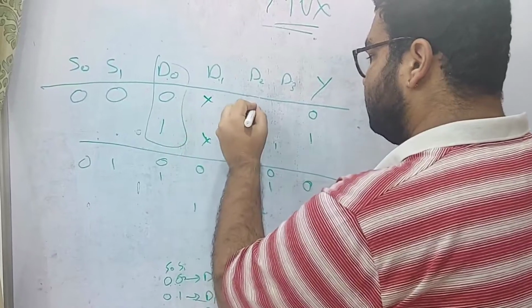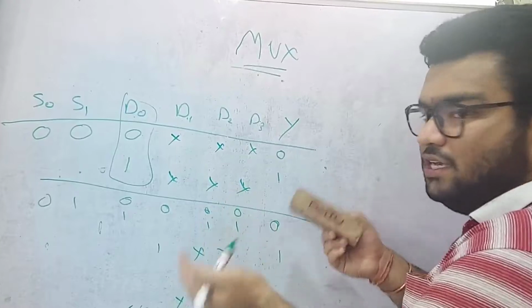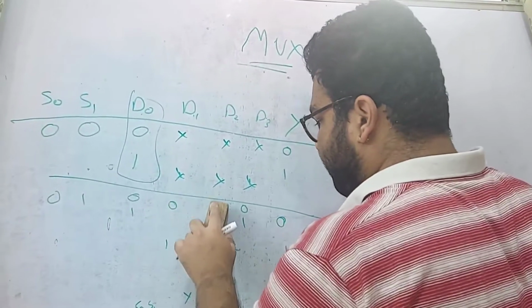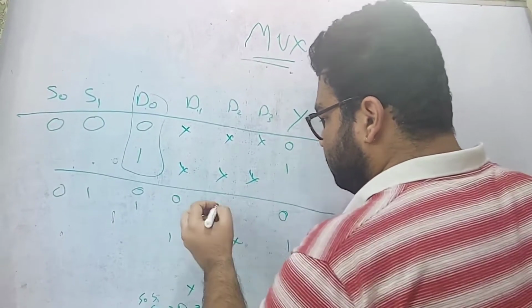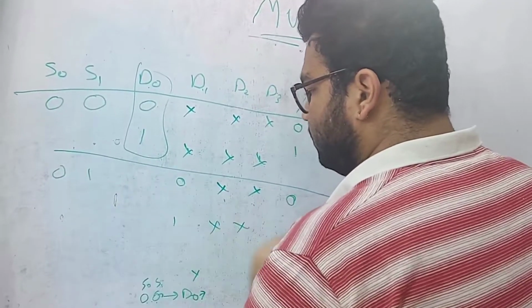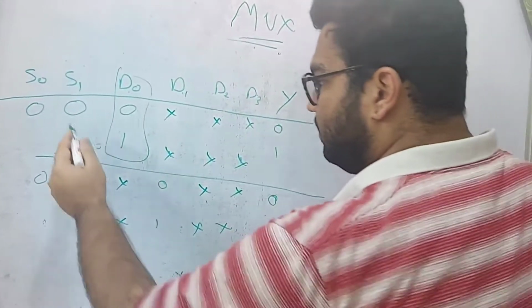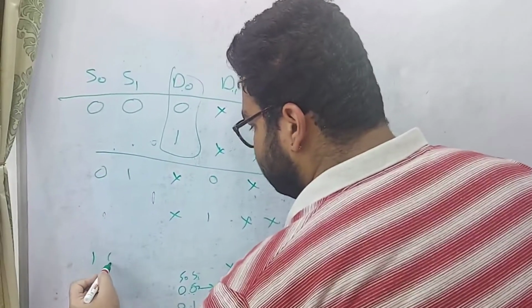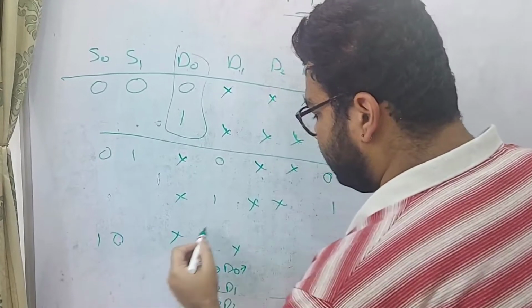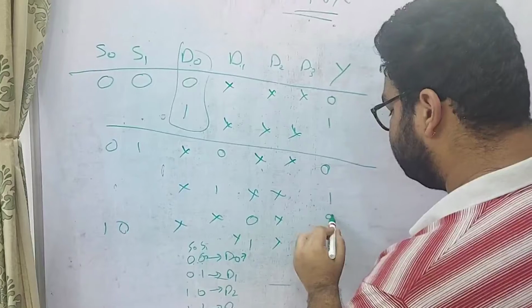X, X, X, X. So actually it's not X, it's just don't care. So X, X, this also is don't care. So this one, and when S0, S1 is 1, 0, similarly don't care, 0, 1, don't care, 0, 1.